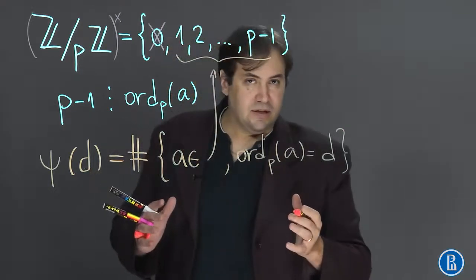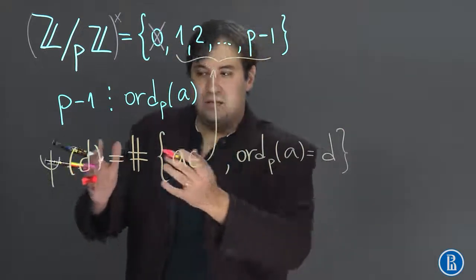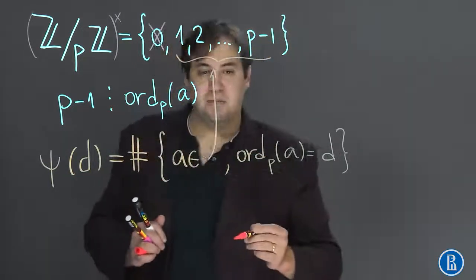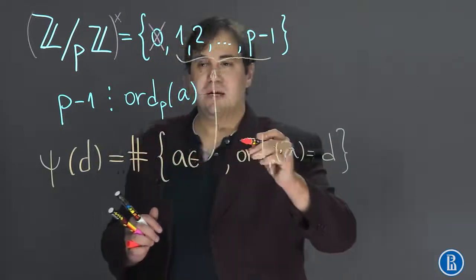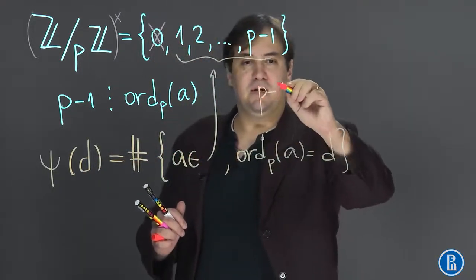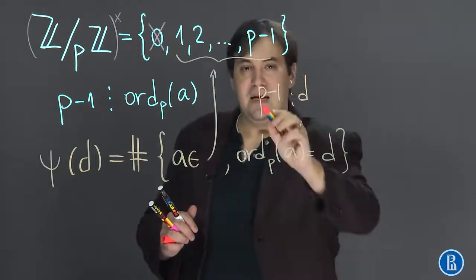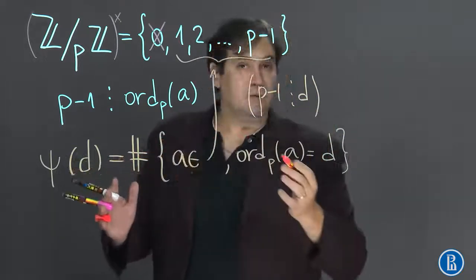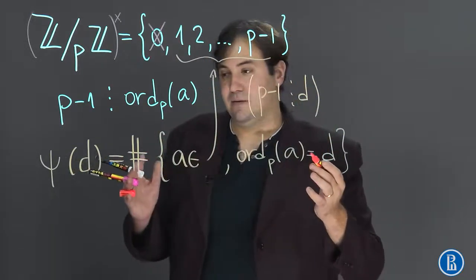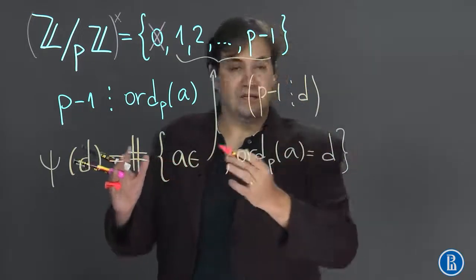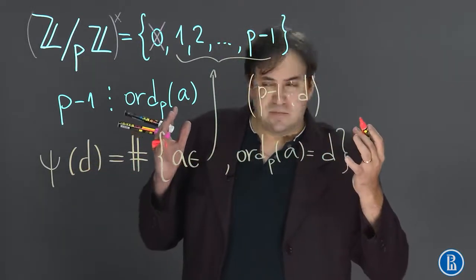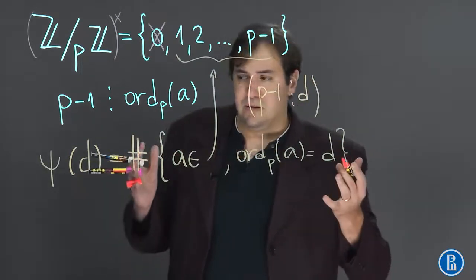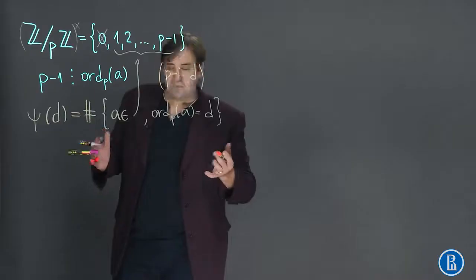So the question is, is psi of d equal to 0 for some d, divisors of p minus 1? Well, of course, d should be a divisor of p minus 1, so p minus 1 is divisible by d. For some divisors, is psi of d equal to 0? Can we state that for all of them psi of d is greater than 0? And last but not least, can we say what psi of d is equal to?